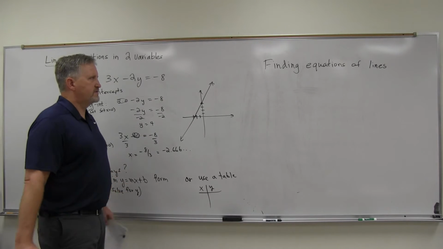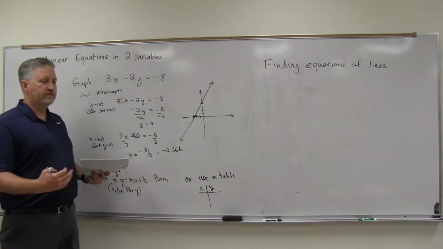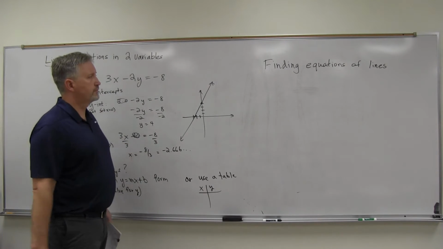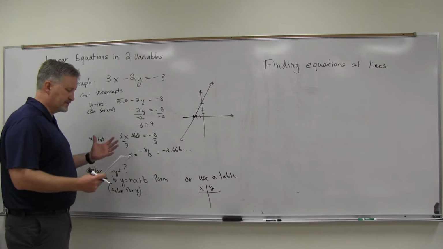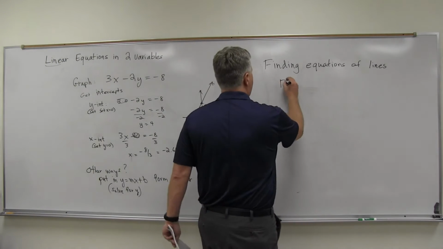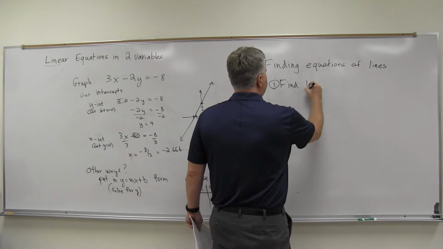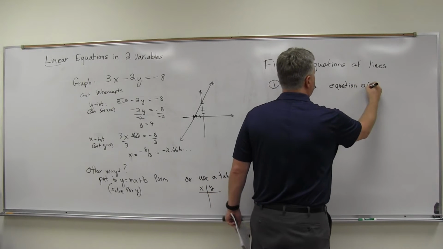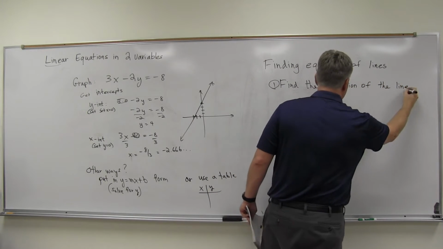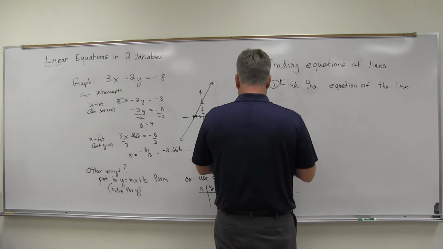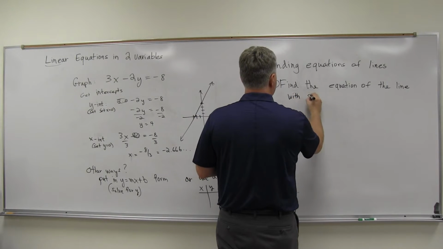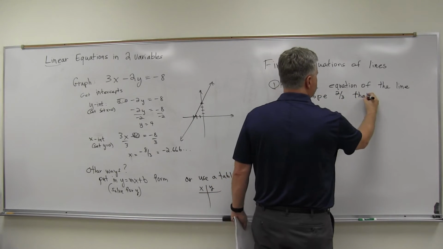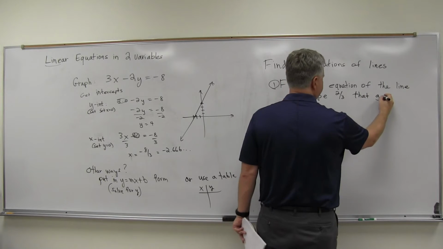All right, so let's find some equations of lines. Go the other way, where we have some information and go to the equation of the line. For example, number 1. Find the equation of the line with slope 2/3 that goes through (4, 7).